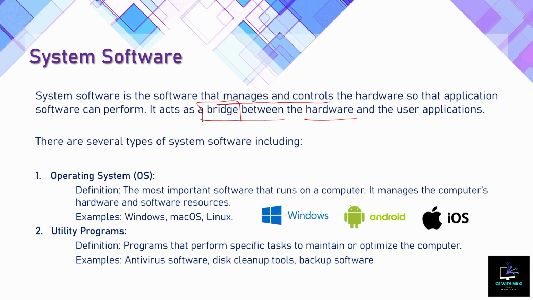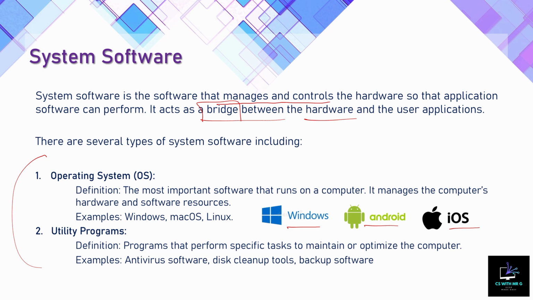So if we break system software up into these 2 categories here, we've got the operating system, which we have many examples for, Windows, Android, iOS being 3 of the biggest examples. There are many more, but the operating system is the most important software on the computer. It manages the hardware, it directly communicates with the hardware, and again acts as that bridge between the application software and the hardware that we keep mentioning.